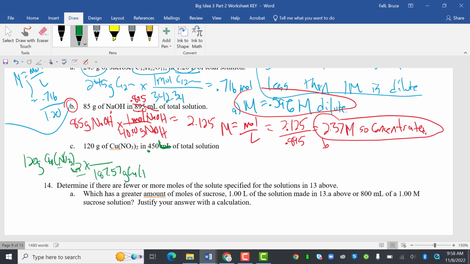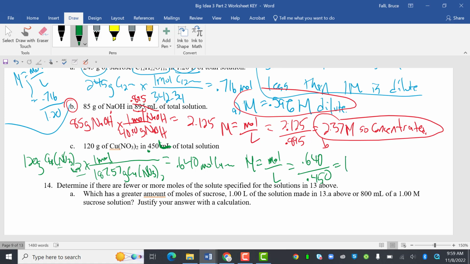grams of Cu(NO3)2 and 1 mole. So when I do that, I have 120 divided by 187.57, and that's 0.6390, darn it, 0.640 moles of Cu(NO3)2. So remember, molarity is moles over liters, which is 0.640 over my liters, which is 0.450. I get 1.42. So concentrated.